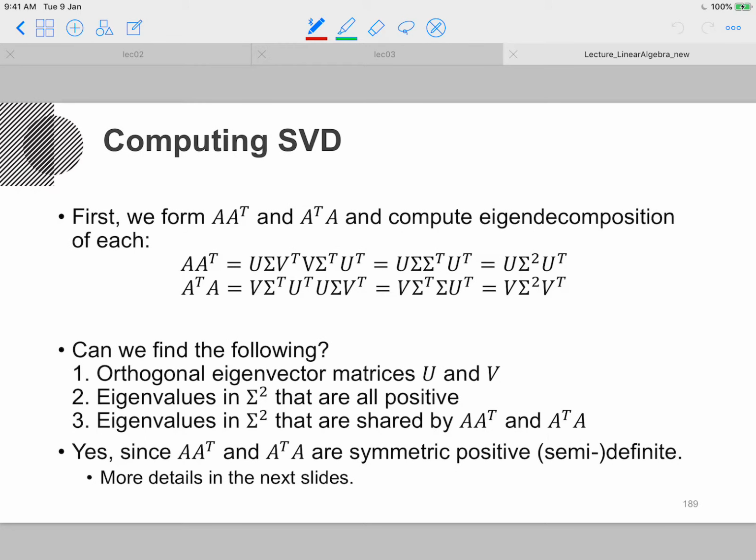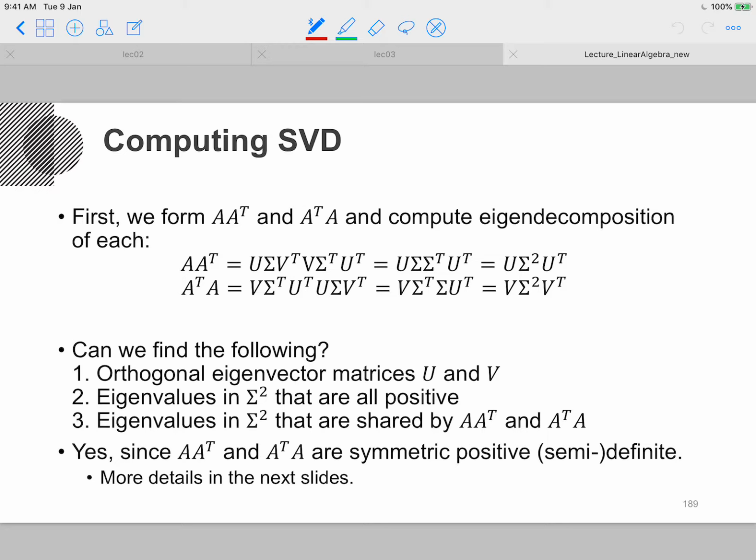Okay, and then how can we compute this singular value decomposition, or more exactly, U and sigma and V transpose? There is no separate algorithm specialized for singular value decomposition. The main algorithm to obtain the singular value decomposition is just the same as eigendecomposition. And let me show how.